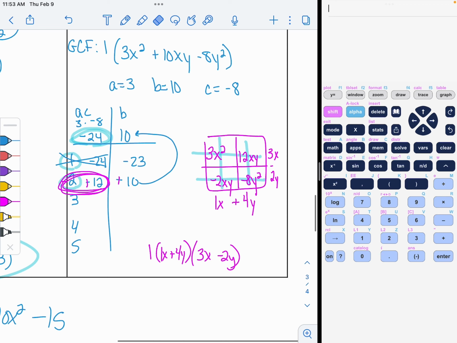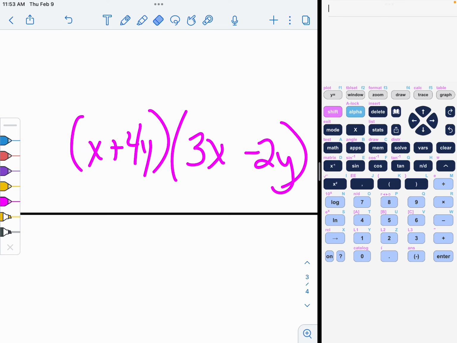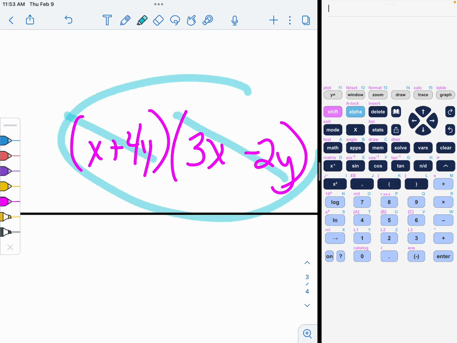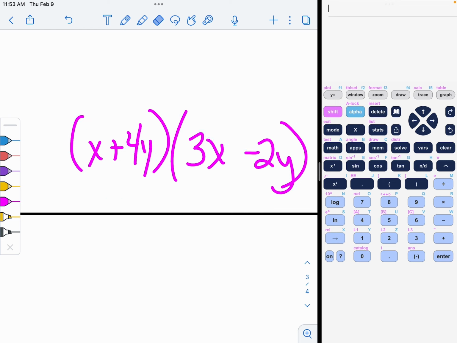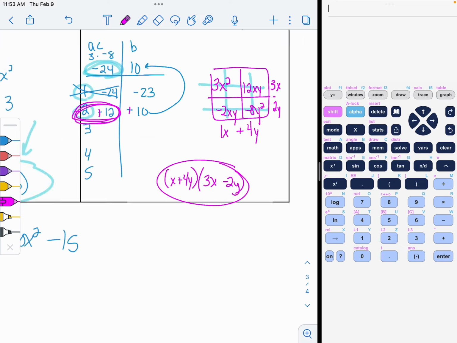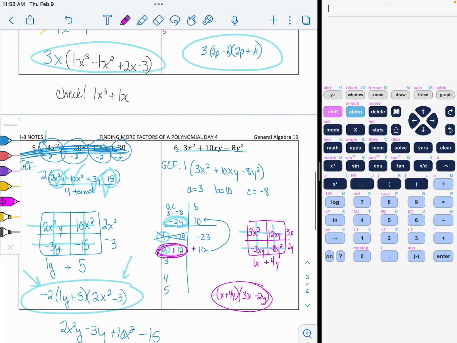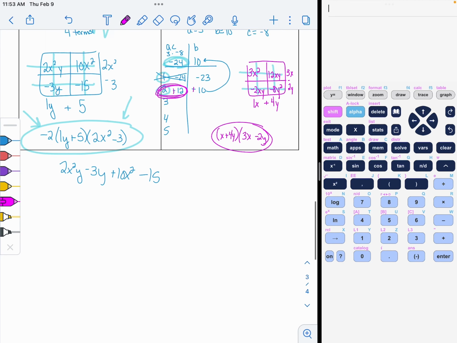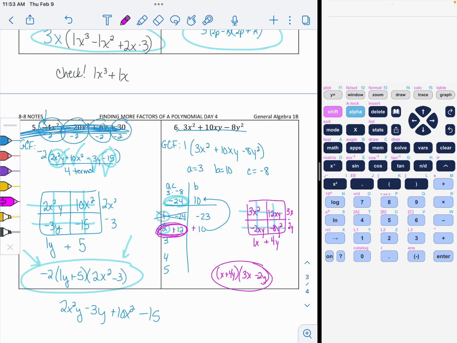Remember, the keystones will not have this one or this one. So this one actually only has 2 legit factors of x plus 4y and 3x minus 2y. And so that one only has 2 factors. And that is the end of 8-8. I think I'll probably have one more day because there's some other stuff that I want to show you that might happen.